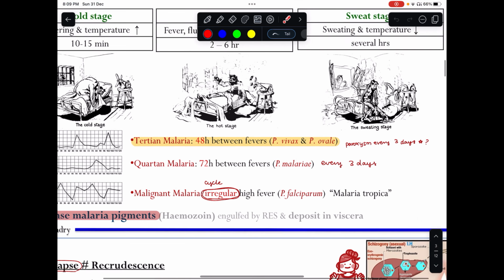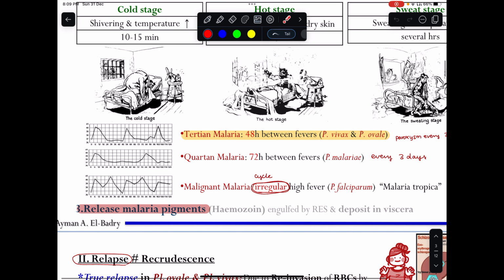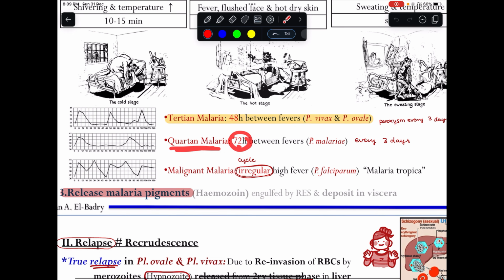After 48 hours, we get the spike again. Now for quartan malaria, it's after every 72 hours, and you can see it again. So quartan malaria, every 4th day. After 3 days, we get it. And malignant malaria is malignant, it causes a lot of problems. It's irregular, you get high fever.